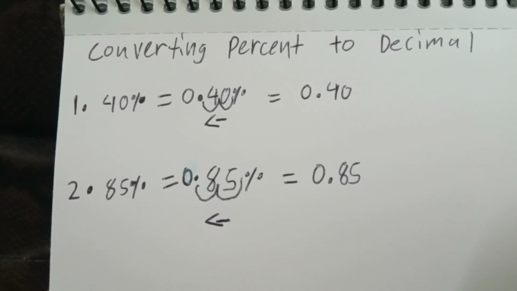So let's start with our given, which is 40%. You have to get 40%, and let's say the percent sign is the decimal point. So you have to move the decimal point 2 times to the left and add a 0, which will give you 0.40. And for number 2, you just have to get 85%, and let's say again that the percent sign is a decimal point. So you have to move the decimal point 2 times to the left and add a 0, and that will give you 0.85.